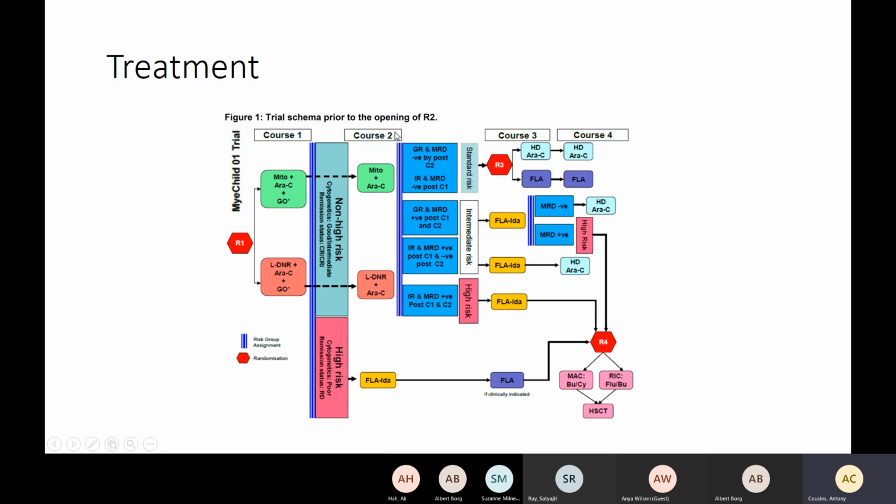If you're not high risk, you then get reassessed at the end of course 2, either into standard risk, or intermediate risk, or high risk. High risk get a transplant. Intermediate risk gets more treatment, then reassessed into high risk or good risk.